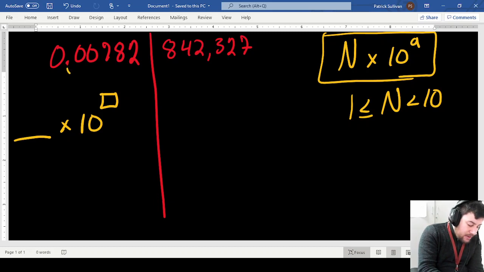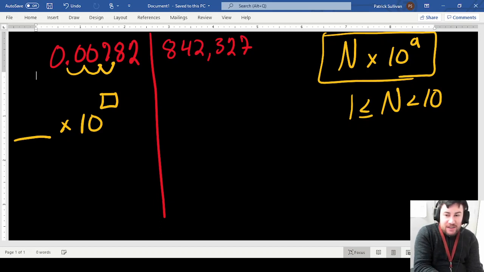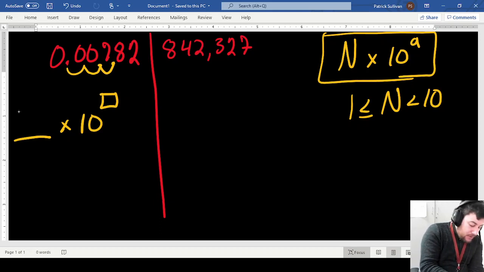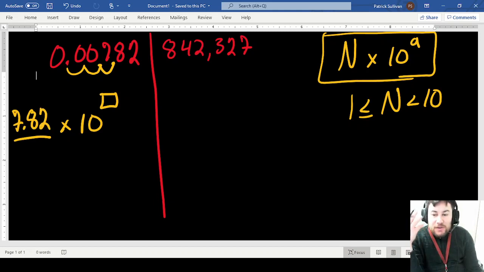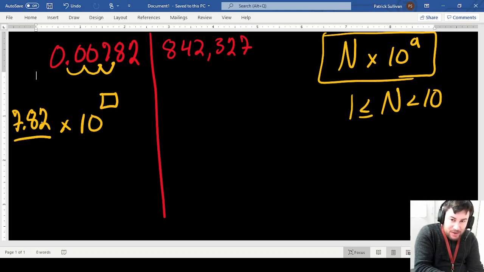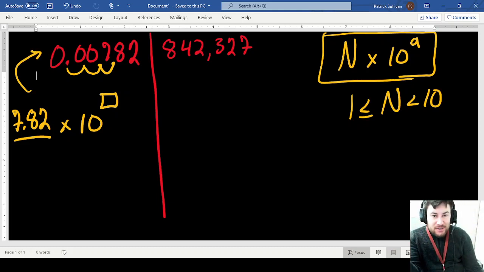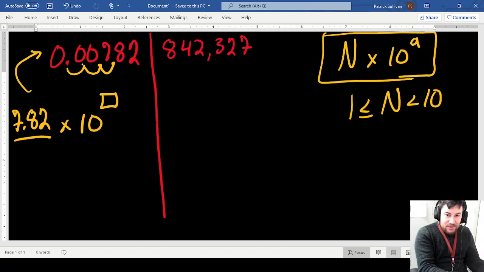So if it starts right here, I'm going to go 1, 2, 3. And I want to use 7.82 as my leading value. Now the question becomes, what is my exponent going to be? What number should I raise 10 to? If my number is 7.82 and I'm trying to get it back to the original number, 0.00782, I need to be decreasing the 7.82.